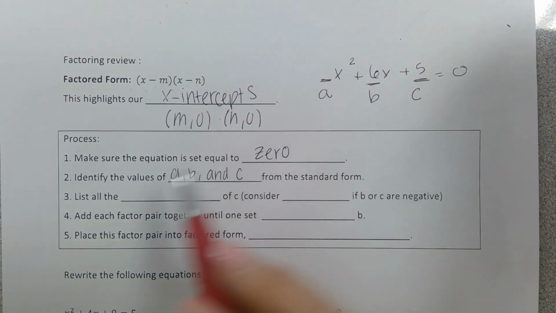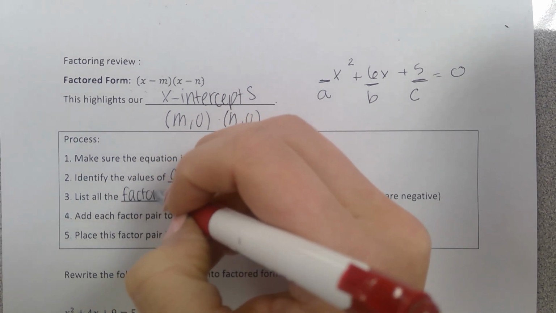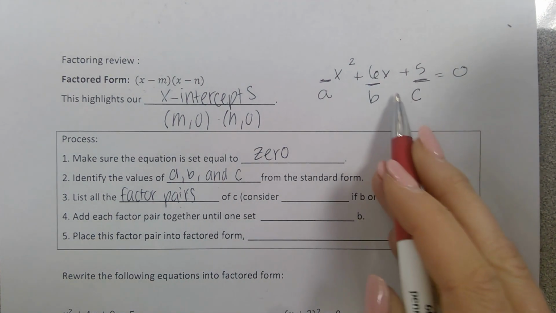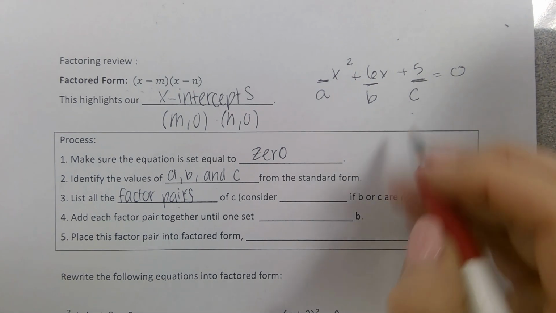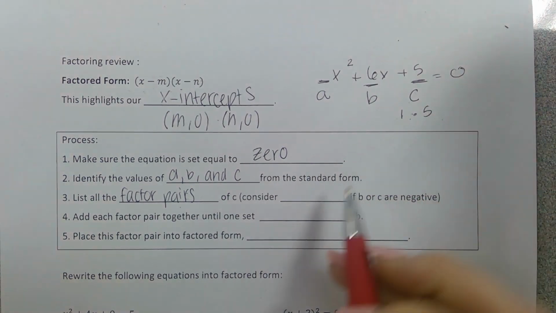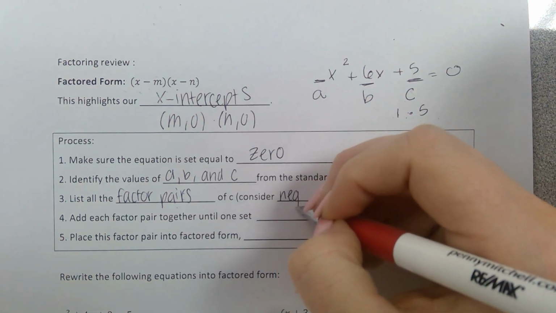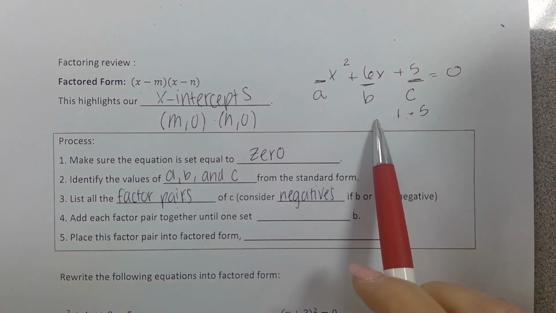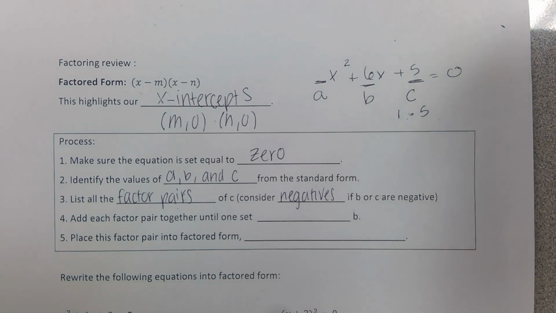So next thing, we're going to list all of the factor pairs of c. Our factor pairs are our numbers that multiply to our c value. So here in this case, the only numbers that multiply to 5 would be 1 and 5. So this would be our factor pair. It would be both of these numbers. We're also going to have to consider negatives if b or c are negative. This would mean that if this c was negative, maybe 1 is negative, maybe 5 is negative. We would have to figure that out based on which of these is negative.